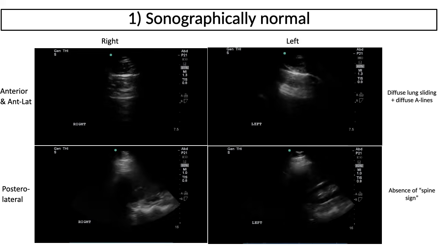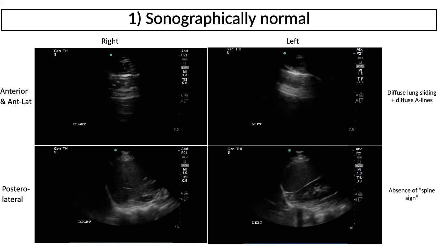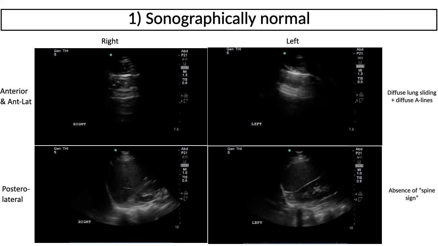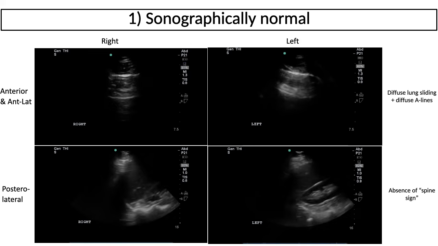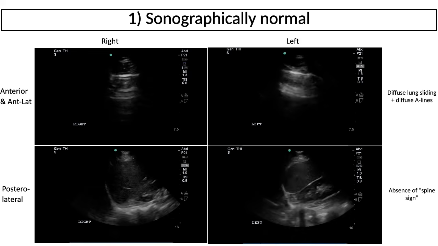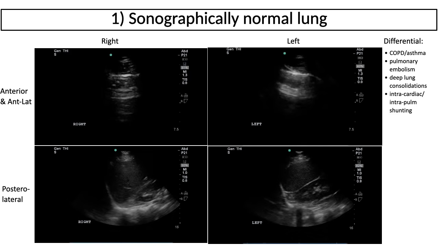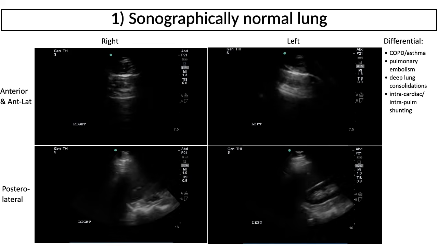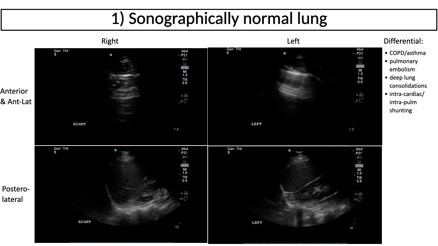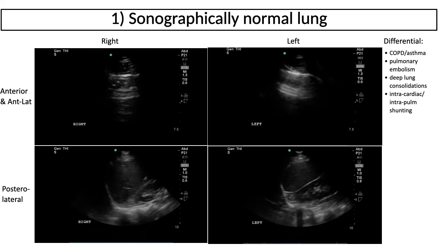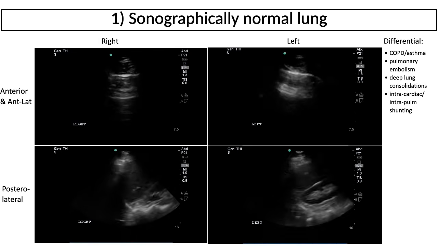The first lung ultrasound pattern is sonographically normal lung. Anteriorly, this is characterized by all lung fields showing lung sliding and A-lines. Posterior-laterally, this is characterized by the absence of spine sign. The finding of sonographically normal lung narrows the differential diagnosis primarily to the following conditions: COPD, asthma, pulmonary embolism, deep lung consolidations not visible with ultrasound, and/or intracardiac or intrapulmonary shunting.